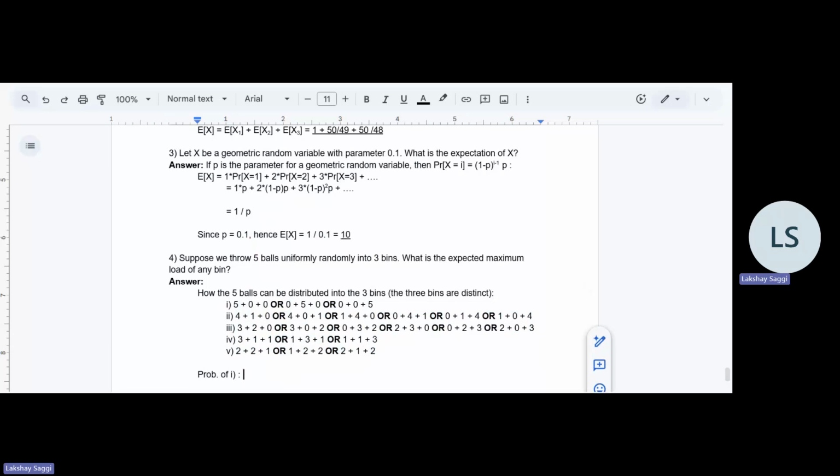So now what's the probability of case 1? The balls have to be like 5 plus 0 plus 0, or 0 plus 5 plus 0, or 0 plus 0 plus 5. Each ball goes into any of the three bins with probability 1 over 3. So what's the probability with which all the balls go to the first bin? Going to the first bin has a probability of 1 over 3. So all these balls are going to the first bin, so the probability is 1 over 3, raised to the power 5.